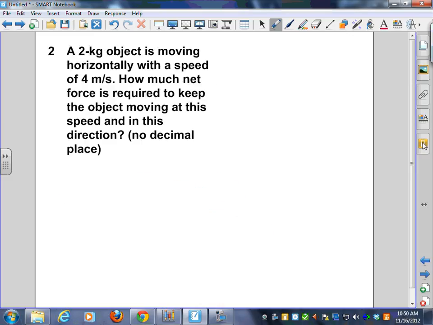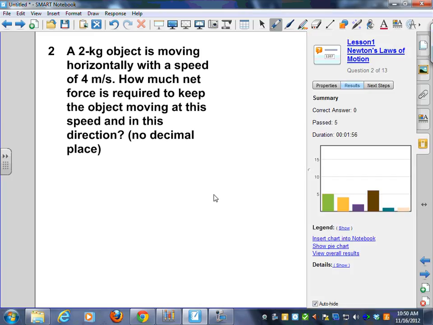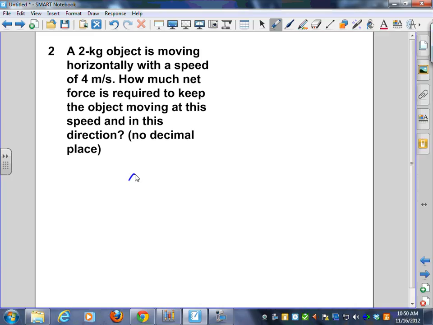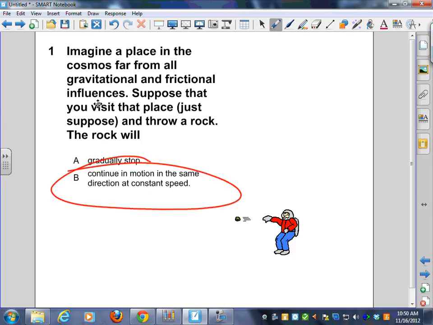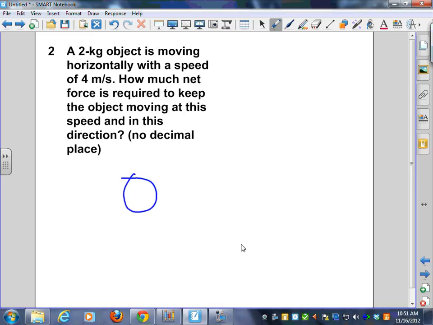This one, how'd you do? The correct answer is 0, my friends. How did you get that? This question is exactly the same as this question. You all told me that an object will continue in motion at the same speed, right? But yet here, you told me that it's going to need a force. Why is it going to need a force?